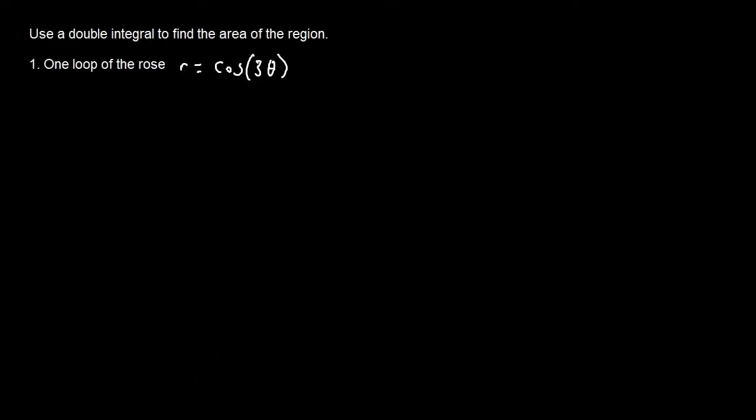So let's go ahead and use a double integral to find the area of the region. For number 1, we have one loop of the rose, r equals cosine of 3 theta. If I were to graph this polar equation, we get something like this. We get a rose with 3 petals. And notice we just want to find one loop of the rose. So let's go ahead and shade in this loop here.